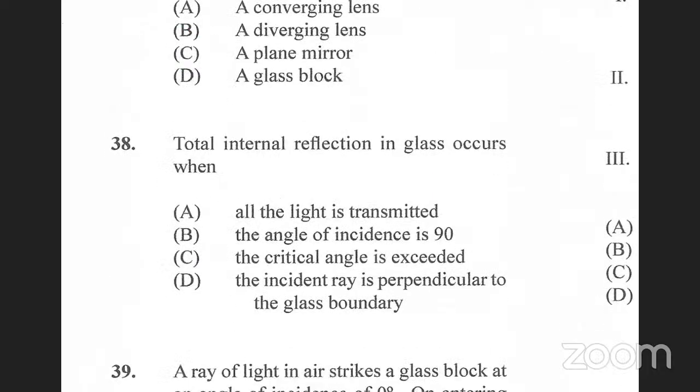Total internal reflection in glass occurs when the critical angle is exceeded.